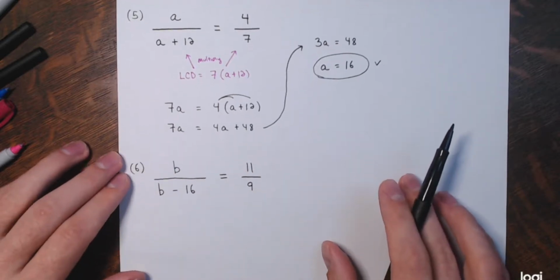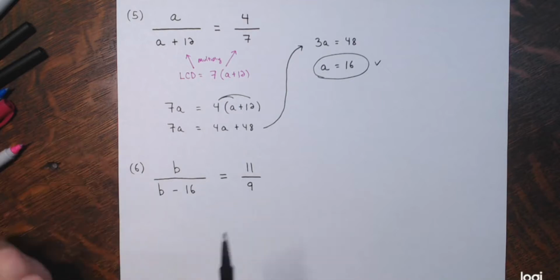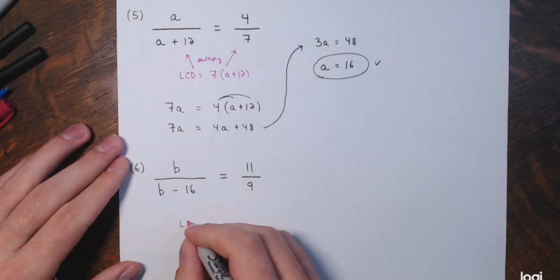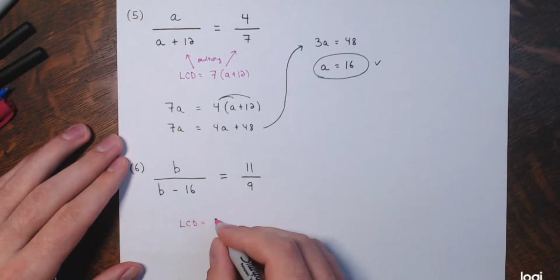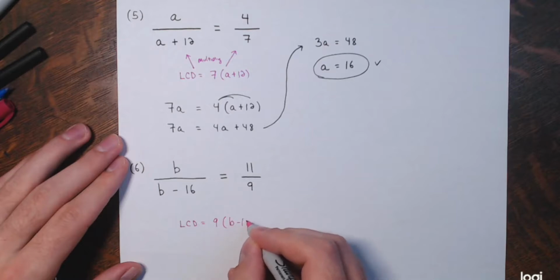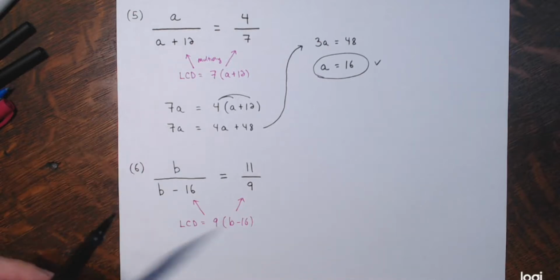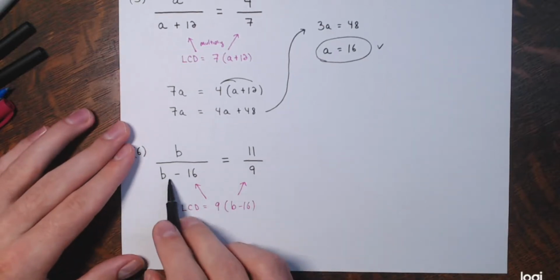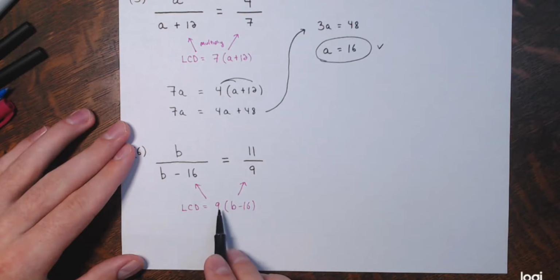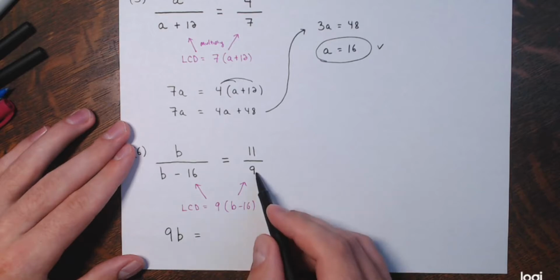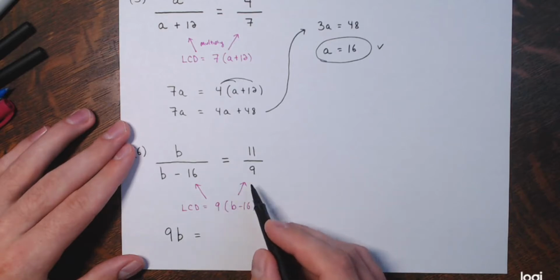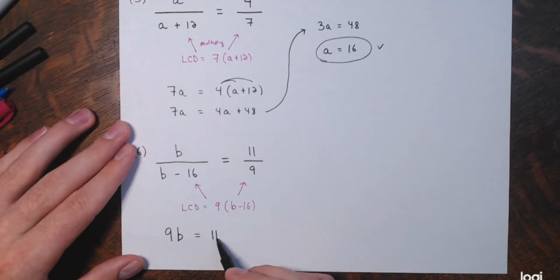Okay. Very similar here. Both sides are already simplified fractions. The LCD would then just be the product of these denominators, 9 times the quantity b minus 16. And I'm multiplying both sides by the LCD. On the left side, the b minus 16s would cancel. I'd have 9 times b equals, and then on the right side, the 9s would cancel, and I'd have 11 times the quantity b minus 16, sorry.